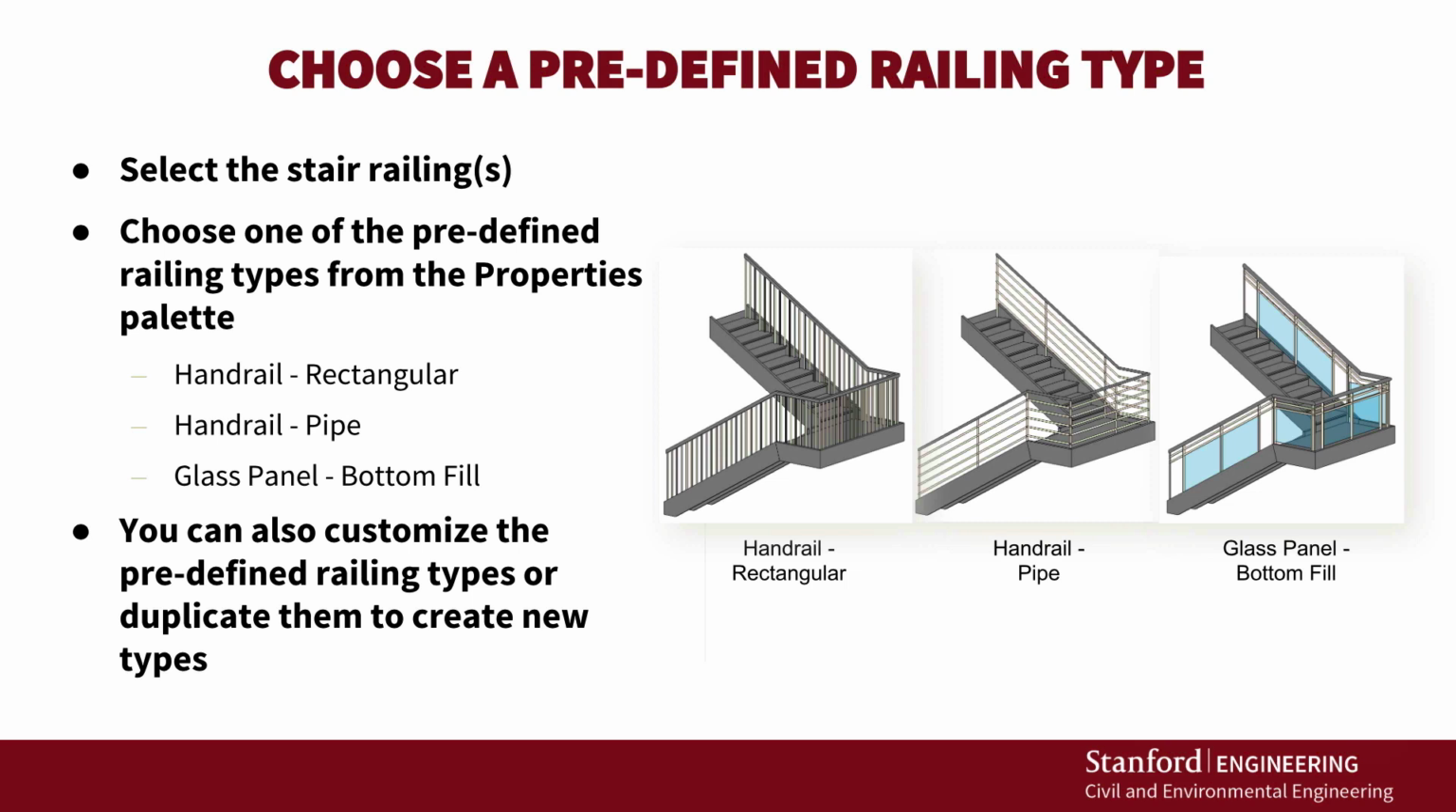You'll find the hand railing rectangular, which you see illustrated in the leftmost image. That has a lot of rectangular posts spaced very closely. The second choice is a handrail pipe, and that's illustrated by the middle image. That has a lot of horizontal pipe elements. And the third choice is the glass panel bottom fill, which uses an interesting combination of glass panels as well as some vertical posts and some horizontal rails. Now you can customize the predefined railing types or duplicate them to create some new types just for what you would like to model in your building.